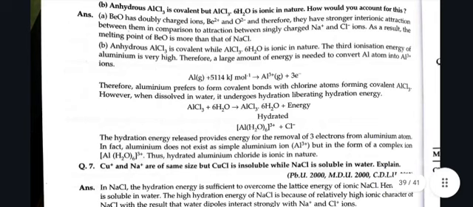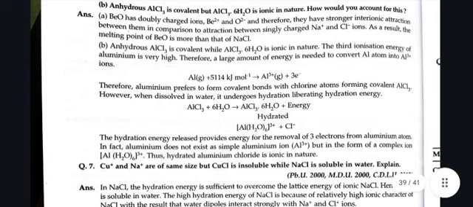However, when dissolved in water, it undergoes hydration, liberating hydration energy. The hydration energy released provides energy for the removal of 3 electrons from aluminium atom. In fact, aluminium does not exist as simple aluminium ion Al3+, but in the form of complex ion [Al(H2O)6]3+. Thus hydrated aluminium chloride is ionic in nature.